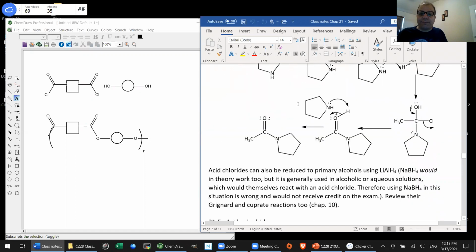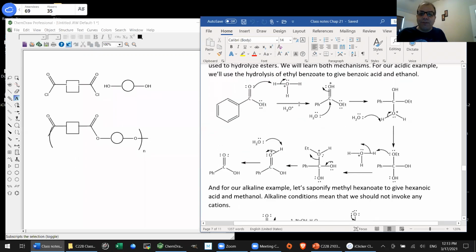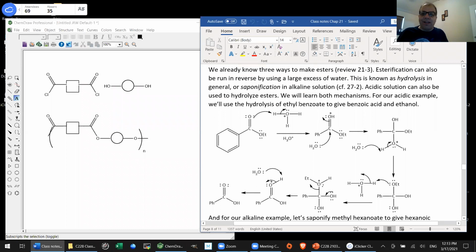And here we go, now we're back to hydrolyzing esters. And so if you want to run it in the other direction, then you want to do exactly the opposite. Instead of excluding water, you want to have lots of water around. And that's basically how you would do it.